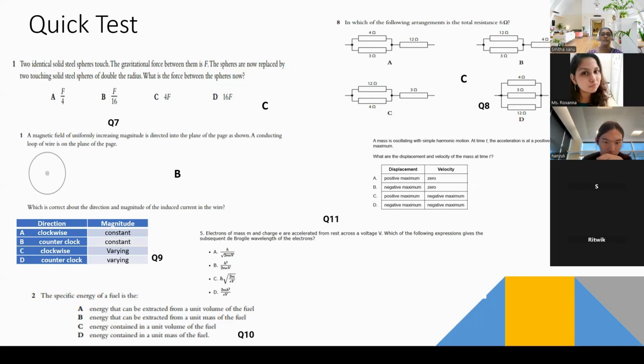Go for the 10th question, which is down. It is a definition, so this is what is AO1. You have to know a proper definition for question number 10. What is the option? I can see some answer here. Yes, B. Yes, energy can be extracted per unit mass, which is correct. It's right. Very good. B is correct.